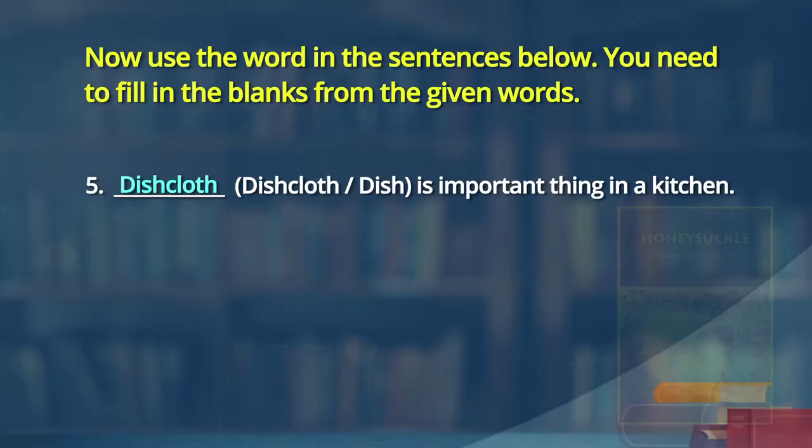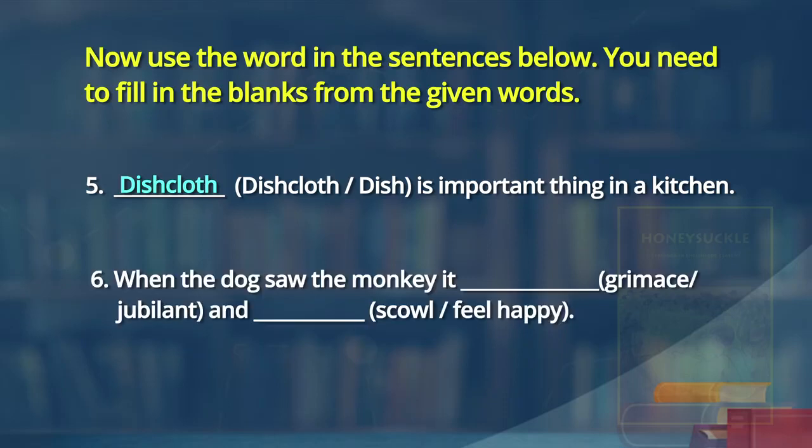So, we can use both, but dishcloth we want to use it here. Okay. When the dog saw the monkey, it dashed and dashed. I mean, grimace or jubilant and squall or feel happy. When the dog saw the monkey, it grimaced and scolded. Okay, fine. Generally, when dogs see the monkeys or vice versa, when monkeys see the dogs, they do that.